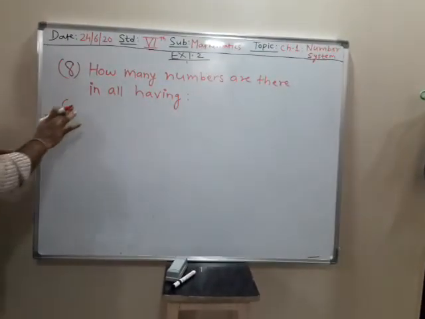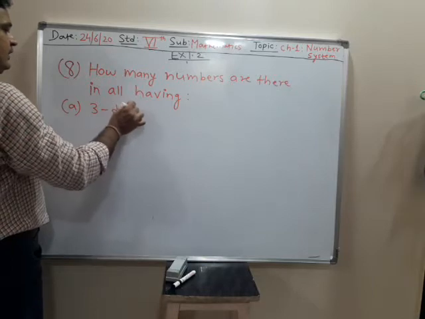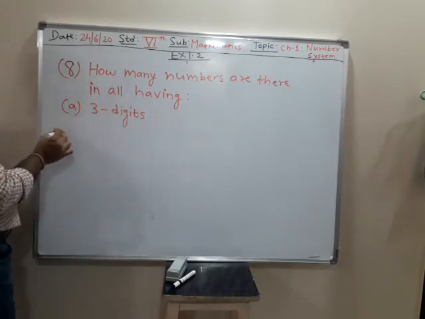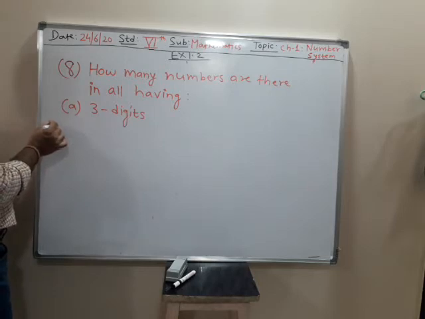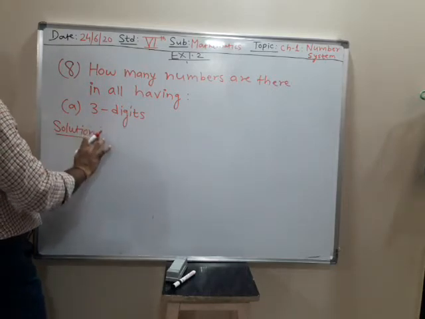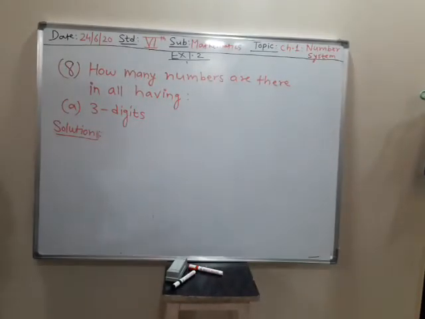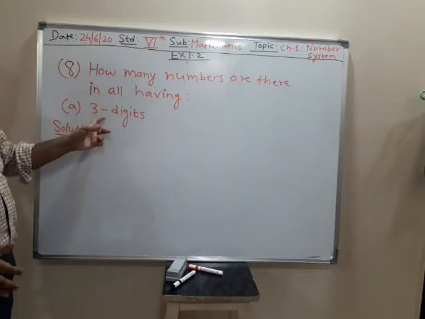A, 3 digits. Let us solve this. So how many numbers are there of 3 digits? Total, how many numbers are there having 3 digits? So this question we will solve.